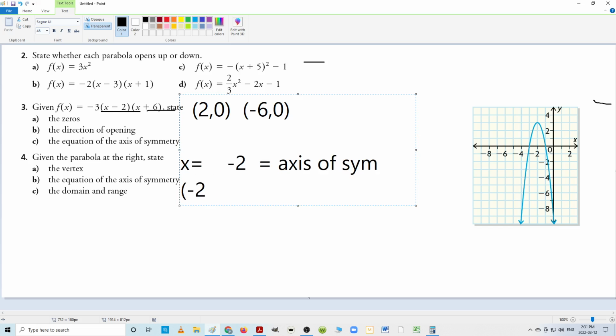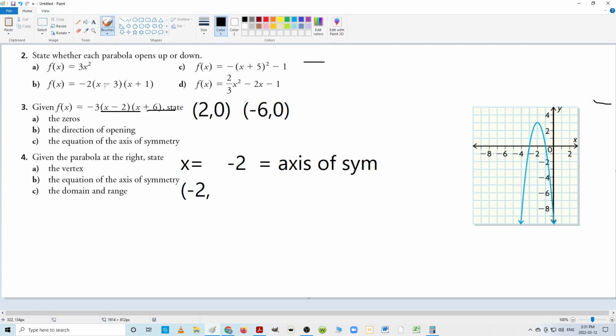Now I can plug minus 2 into the equation. Minus 2 minus 3 is minus 5. Minus 2 plus 1 is minus 1. Let me get that straight again. Yeah, so minus 2 is the axis. Oh yeah, this is the equation I should be using, sorry. So minus 2 minus 2 is minus 4. Minus 2 plus 6 is plus 4. That makes minus 16 times minus 3, which makes plus 48.